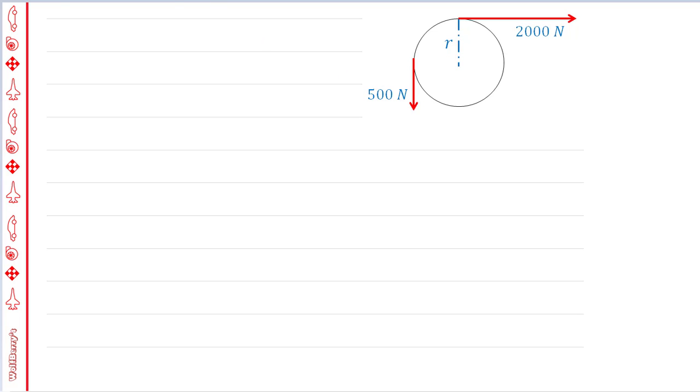So the first thing we're going to do is find the moment of inertia of this solid disk. So we know that the inertia of a disk is equal to half mr squared. Now we have the radius, but we don't have the mass. This is similar to example number 1. We need to find the mass using m equals rho v. And we need to find the volume of this solid disk.